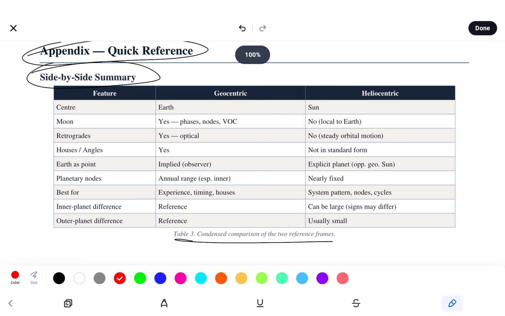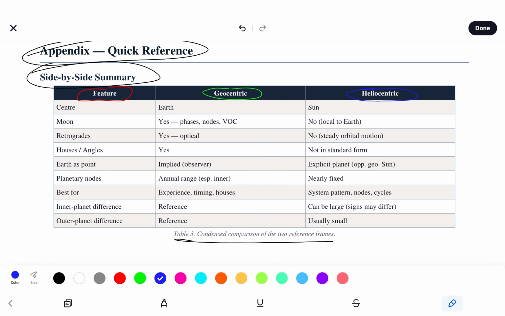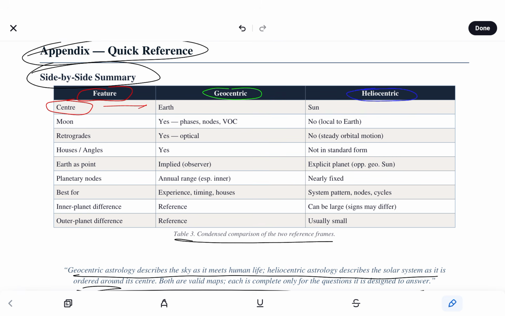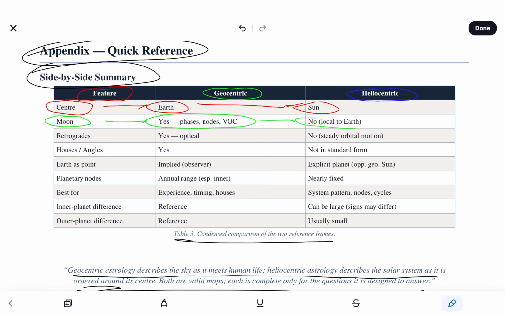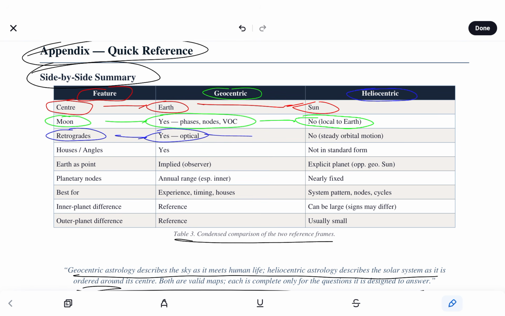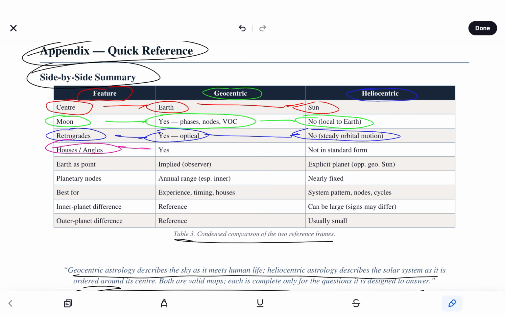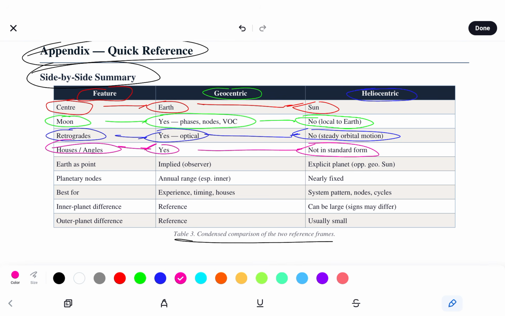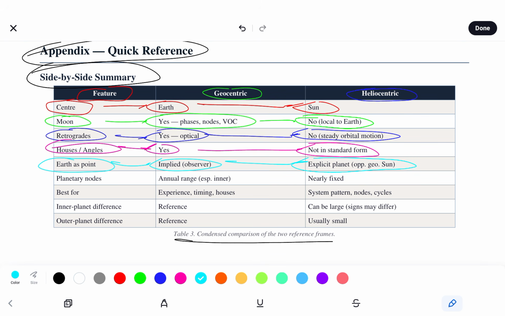So here we see the feature, geo and helio. And we notice the center: Earth in geo, sun in helio. Moon: geo yes, phases, nodes, VOC, but not in helio. It's local to Earth. Retrogrades: yes, optical in geo; no in helio, steady orbital motion. Houses, angles: yes in geo, not in a standard form in helio. Earth as point: implied observer in geo; in helio, an explicit planet with opposition to the geo sun.